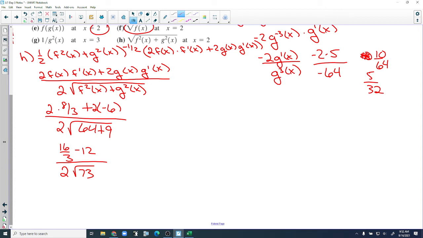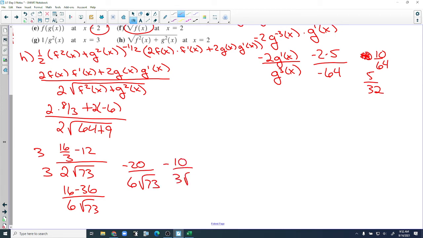Well, let's multiply everything by 3. Multiply the top by 3, multiply the bottom by 3, and we get 16 minus 36 over 6 square root of 73. So negative 20 over 6 square root of 73. I'm getting negative 10 over 3 square root of 73. And the question is, well, do we have to rationalize? The only time you really have to rationalize is if you have a multiple choice question or you want to check the back of the book. And the back of the book has it rationalized.